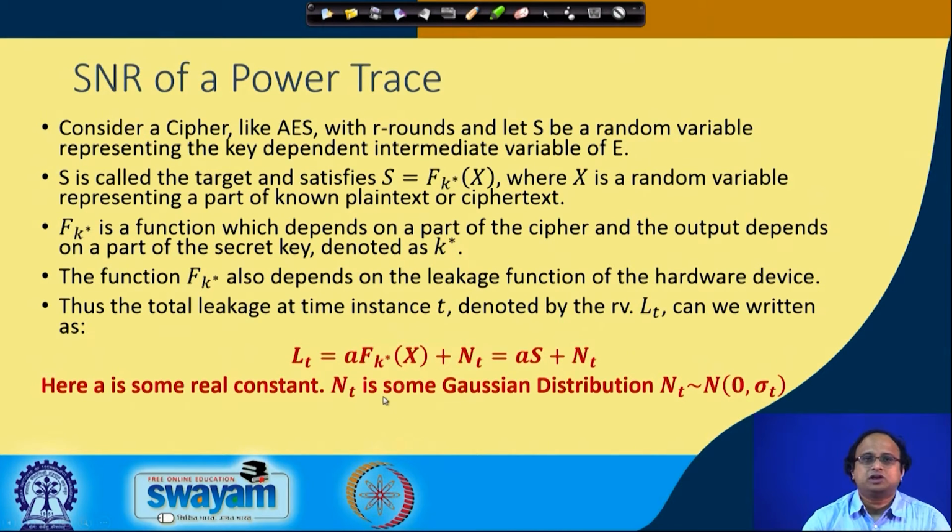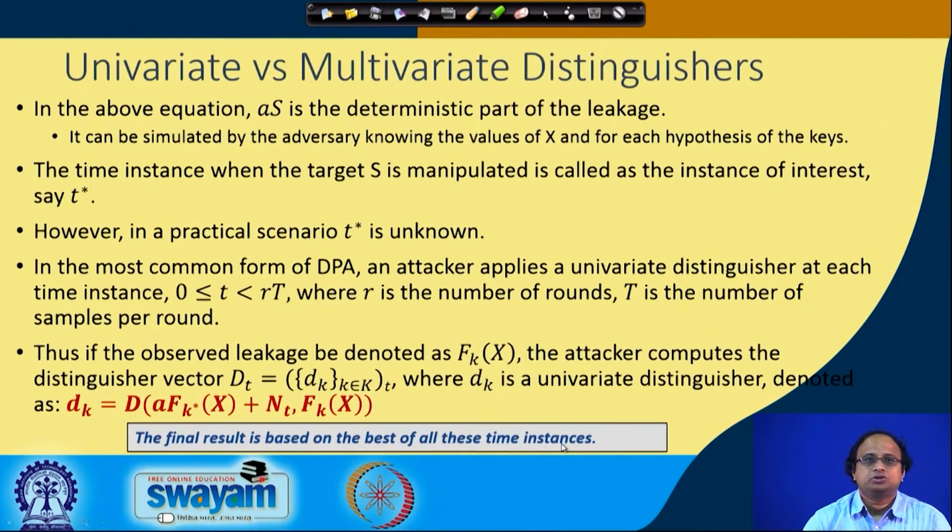Here, as I have said, NT is some Gaussian distribution which belongs to N(0, sigma t). Of course you can say that the mean is not 0, but if it is mu, then you can bring that component into Fk star X and make the noise component mean around 0. So without loss of generality, we can write that NT belongs to the normal distribution N(0, sigma t). There is a very important concept when we talk about distinguishers, called univariate and multivariate distinguishers.